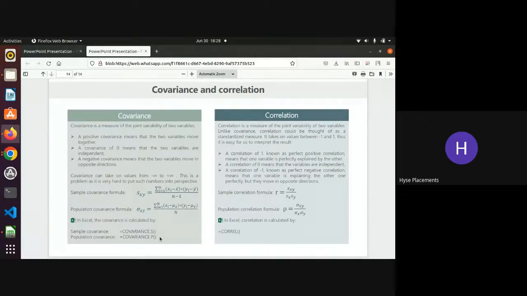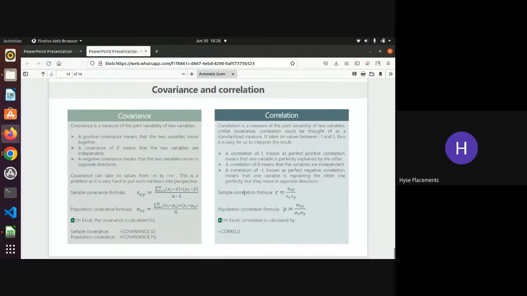A correlation of 1, a positive correlation, means one variable is perfectly explained by the other. That means they both move in the same direction. A correlation of 0 means that the variables are independent. Again, a correlation of -1, known as a perfect negative correlation, means that one variable explains the other one perfectly, but they move in opposite directions.